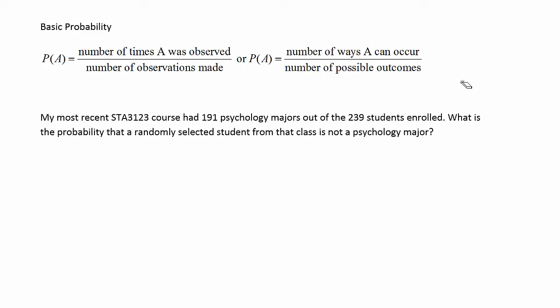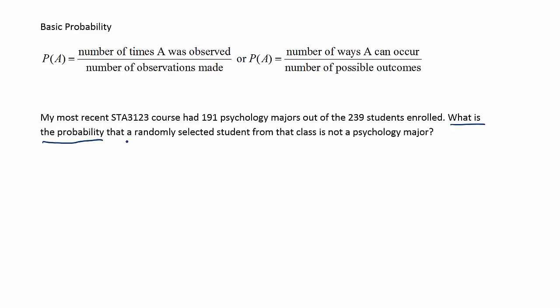Okay, so let's look at a very basic example here. The problem reads, my most recent STA 3123 course had 191 psychology majors out of the 239 students enrolled. What is the probability that a randomly selected student from that class is not a psychology major? So first thing, it says clearly that we're looking for probability, right? So we know it's a probability problem.